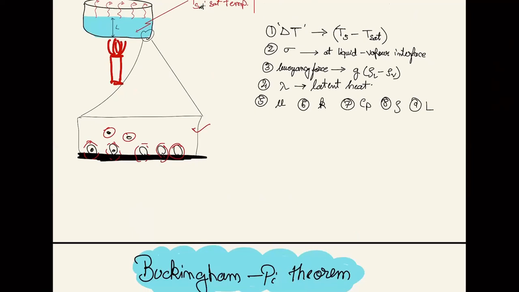All right. So are you guys clear with the 9 variables on which this process of boiling or condensation will depend? Sir, can I ask, will velocity affect the boiling or condensation? Velocity of fluid. Yes.